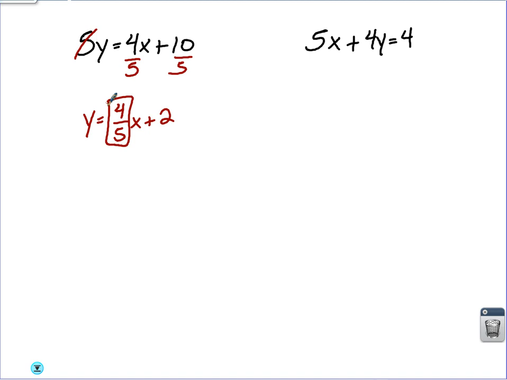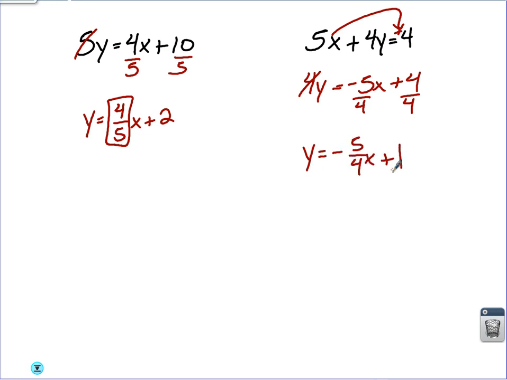Second one, in order to get y by itself, let's move our x term. We now have 4y equals 5x turns into -5x. The 4 was a positive, so we're going to put plus 4. In order to get rid of the 4, we're going to divide everything by 4, which gives us an equation of y equals -5/4 x plus 1. So we have a slope of -5/4.